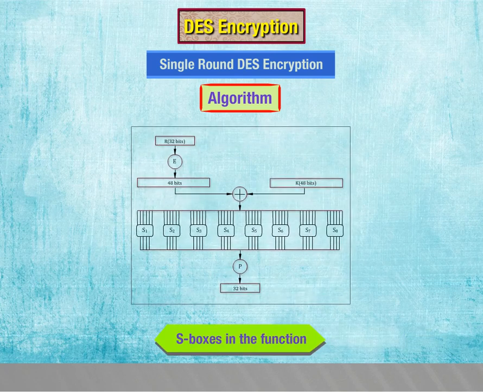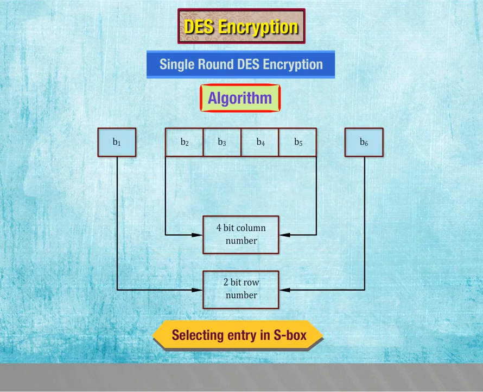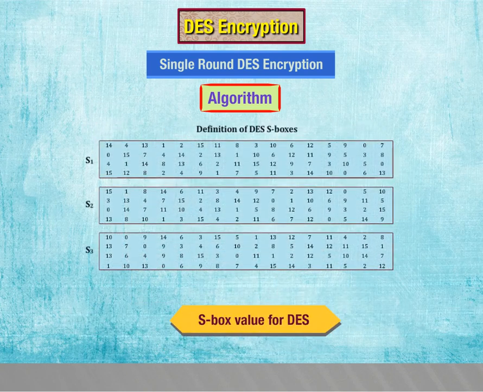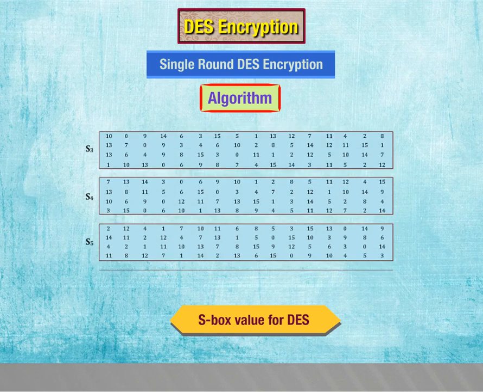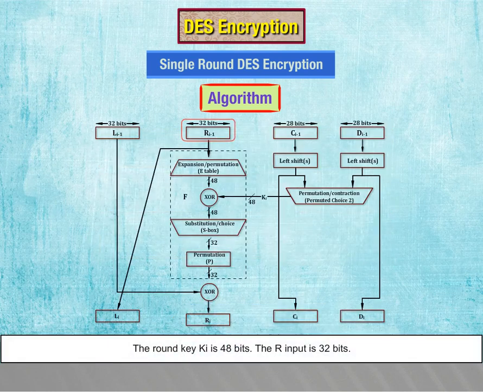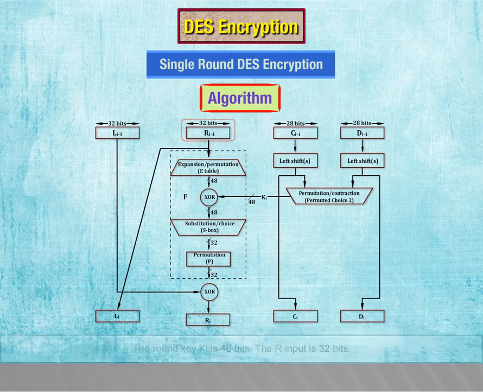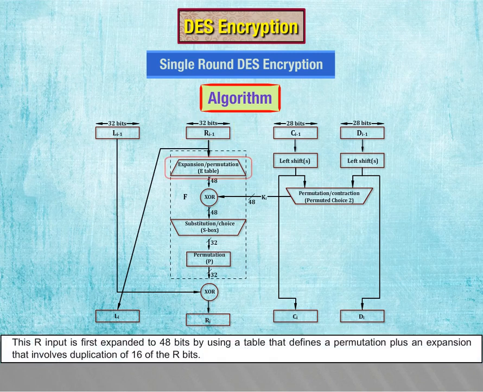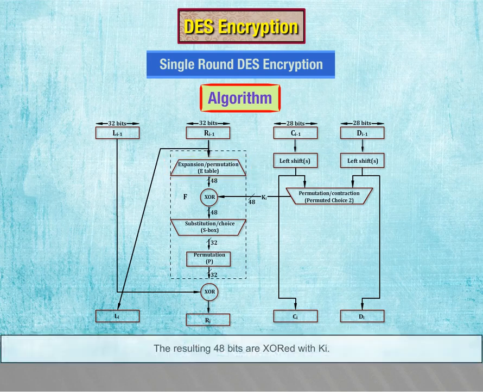S boxes in the function. Selecting entry in S box. S box values for DES. The round key Ki is 48 bits. The R input is 32 bits. This R input is first expanded to 48 bits by using a table that defines a permutation plus an expansion that involves duplication of 16 of the R bits. The resulting 48 bits are XORed with Ki.